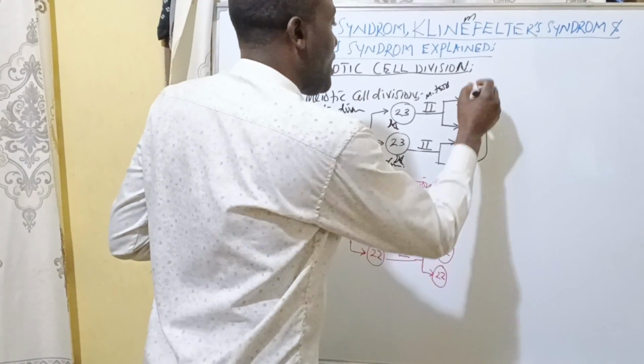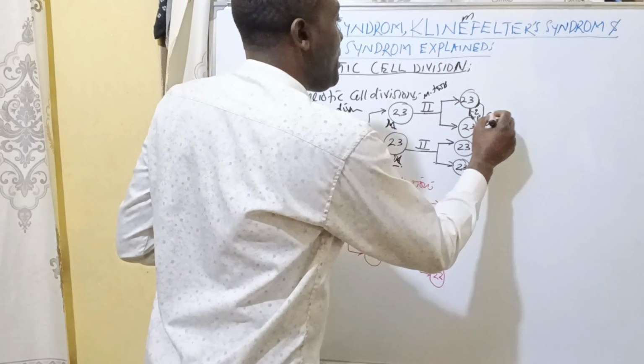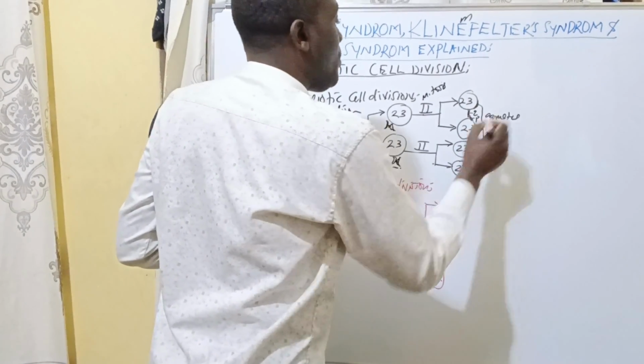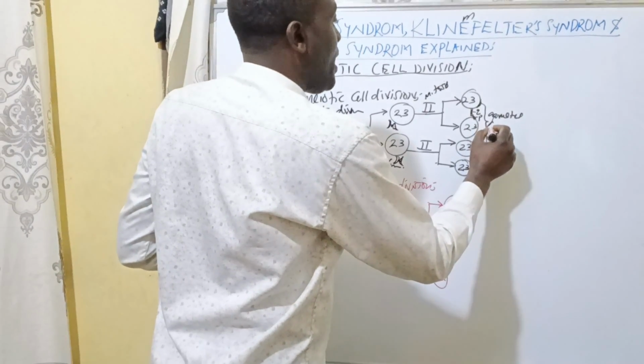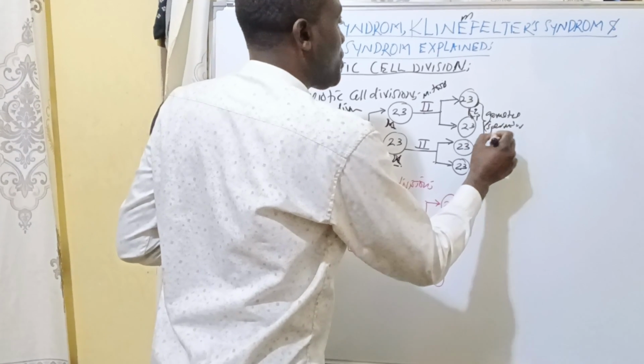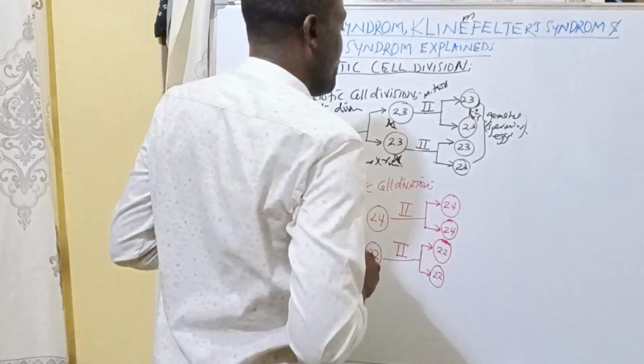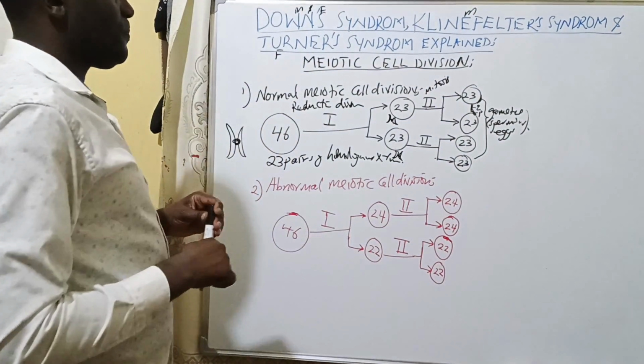Now, these resultant nuclei, the cells they are contained in, are the gametes. When we talk of gametes, we are referring to either sperms or egg cells for the case of females. Sperms or eggs. So that is our normal meiosis.